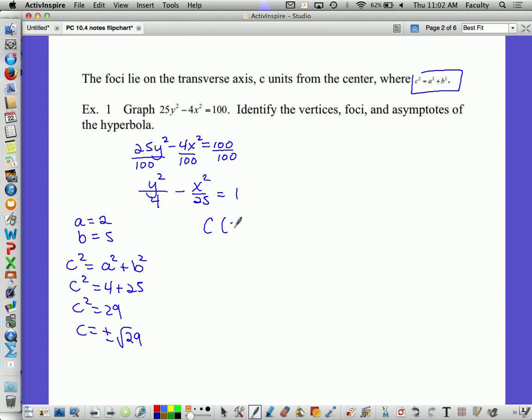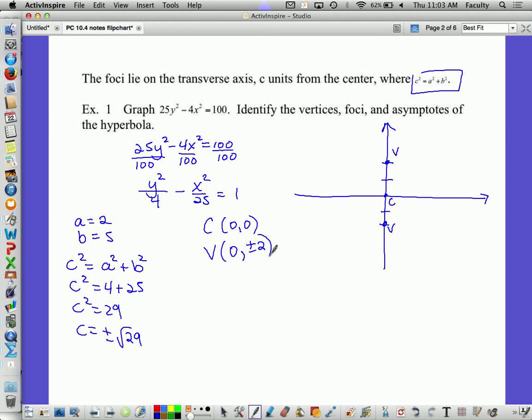Now we are taking the center at 0, 0 today, and in the next lesson we will move the center off of the origin. But here's the deal, because y comes first, that means the transverse axis has the vertices on it, so my vertex is from the center up A units, and then down A units. So my vertices are 0, plus or minus 2. So there's a transverse axis here.